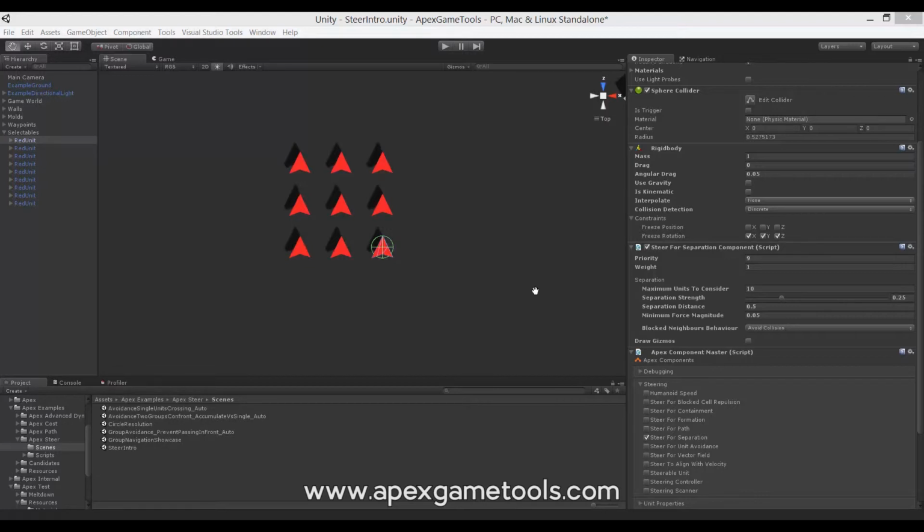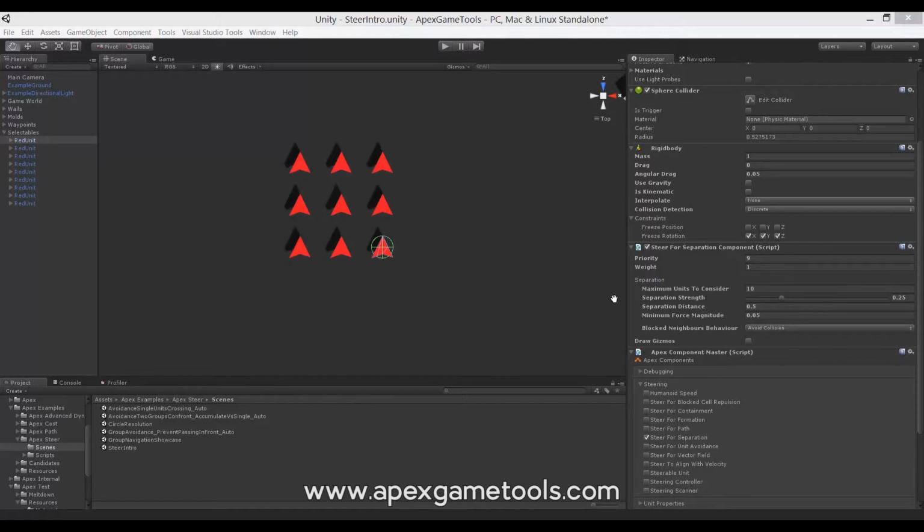Alright, hope that makes sense. So moving on to separation strength, this is much simpler. It is simply the strength by which the unit will separate from other units. It is basically there to control the smoothness of the separation so that it doesn't separate too strongly. The default value should be fine in most cases.